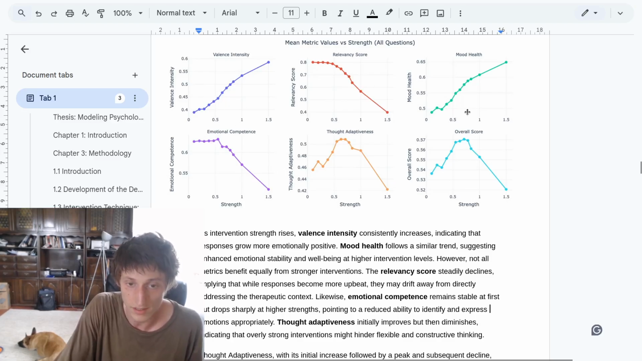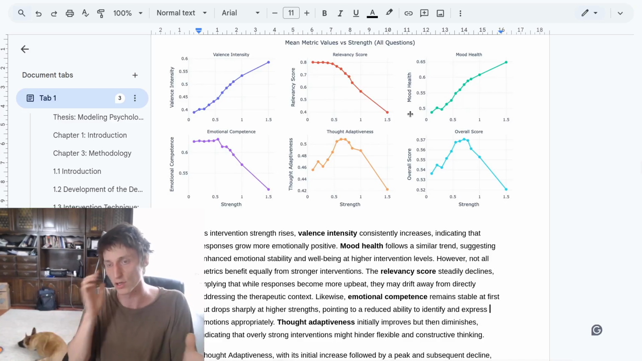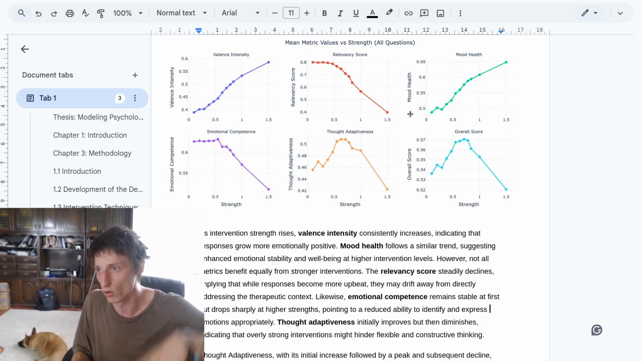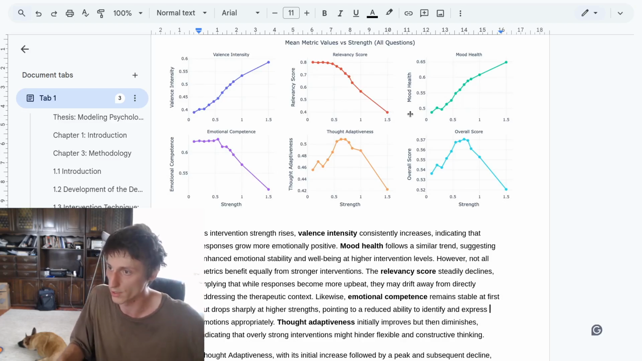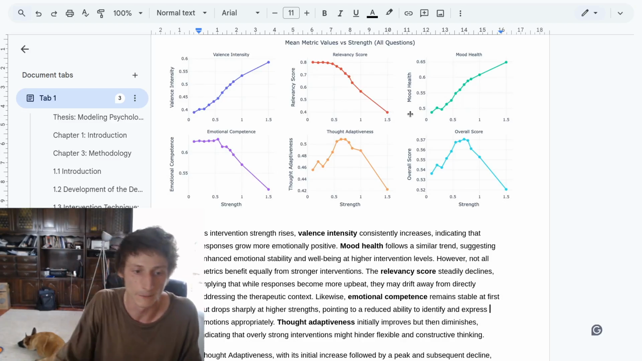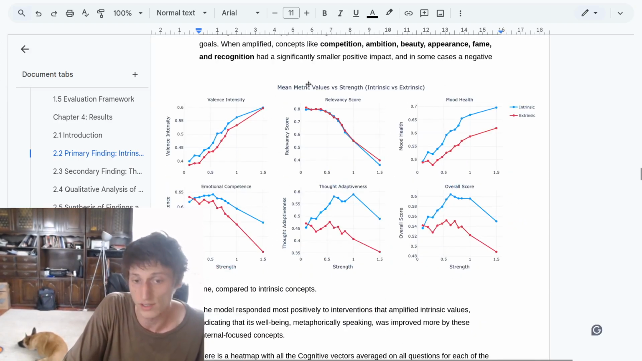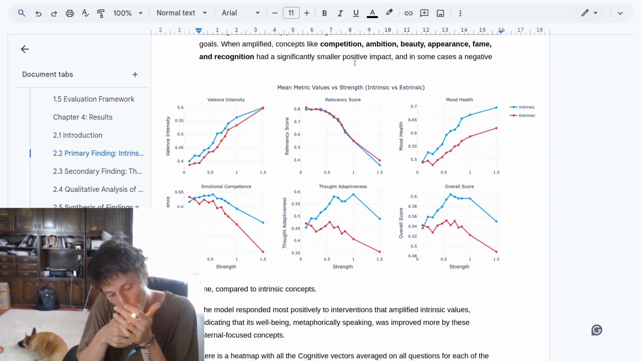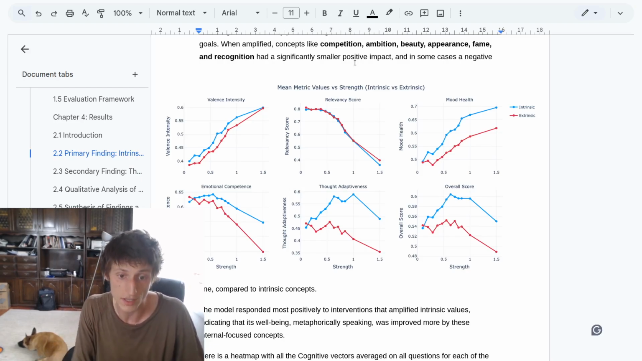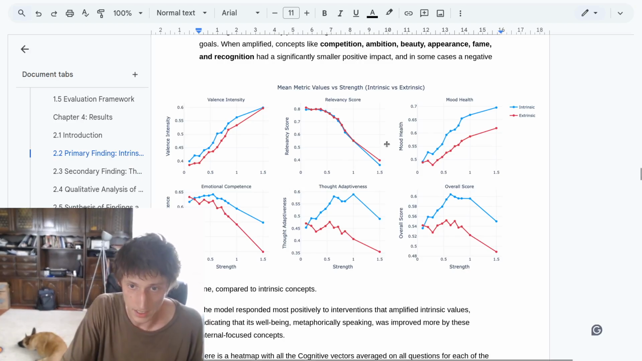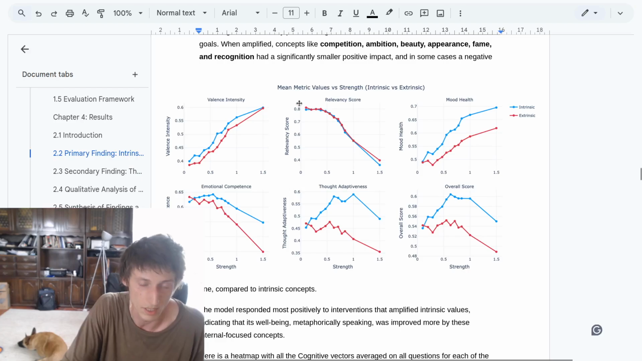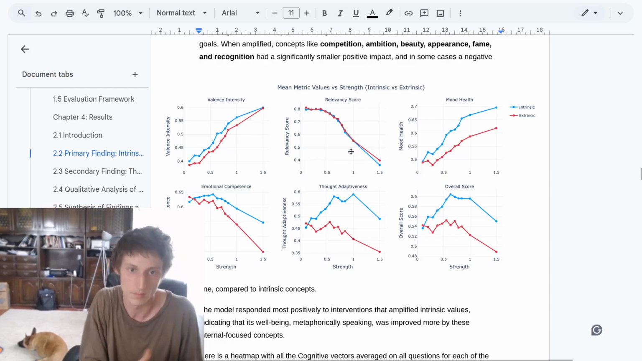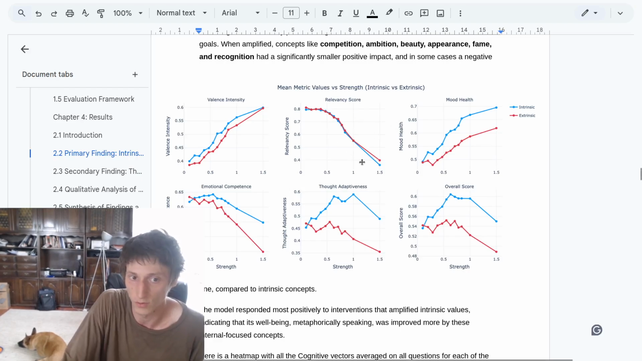So we have all of these. This is how, in general, our metrics behave on all cognitive pairs, irrelevant of their intrinsic or extrinsic values. Now we're going to see the comparison. We have intrinsic values in blue and extrinsic in red. We can see clearly that the intrinsic values, except for relevancy score, because relevancy score is not emotionally valent, so it works on all of them, do produce better results overall.